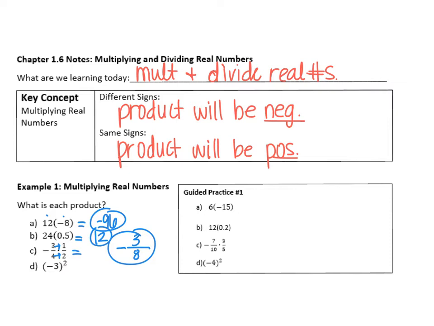D, negative 3 squared. You need to rewrite that as negative 3 times negative 3, and that gives you positive 9 because they have the same sign. Alright, guided practice number 1. I want you to pause it and try it on your own. I'm going to give you the answers in just a second. Okay, A is negative 90. B is positive 2.4. C is negative 21 over 50. And D is positive 16.